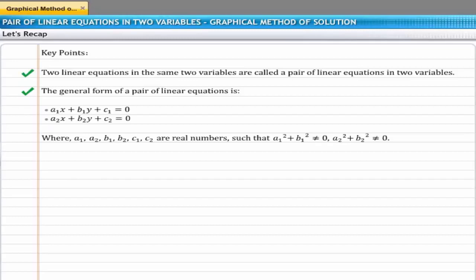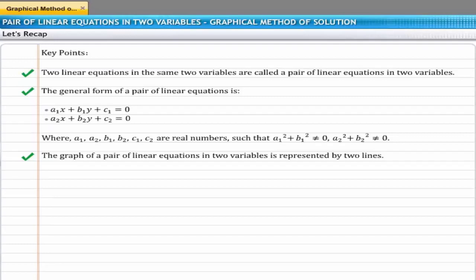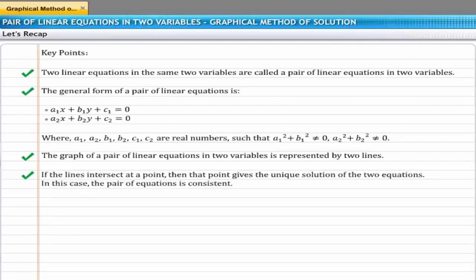such that a1 square plus b1 square is not equal to 0, a2 square plus b2 square is not equal to 0. The graph of a pair of linear equations in two variables is represented by two lines. If the lines intersect at a point, then that point gives the unique solution of the two equations. In this case, the pair of equations is consistent.